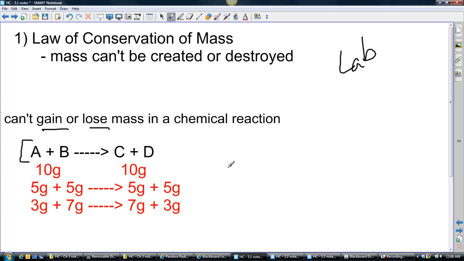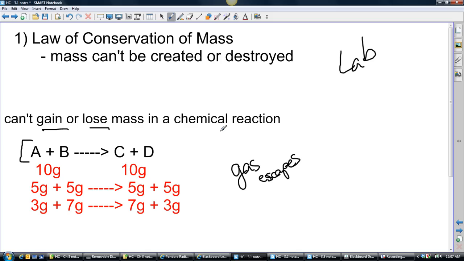Now, some people say, well, no, this doesn't always hold true. Well, usually when they're not paying attention, there's probably been a gas produced. And if a gas is produced, it escapes. If it escapes, then the masses are thrown off. So you don't lose mass. It's just it may be in a form we do not see, recognize, or we're unable to capture.